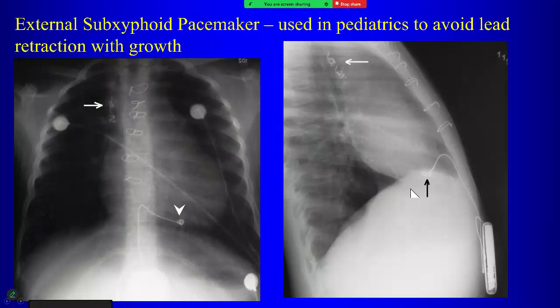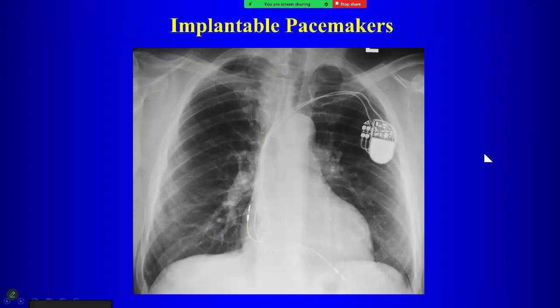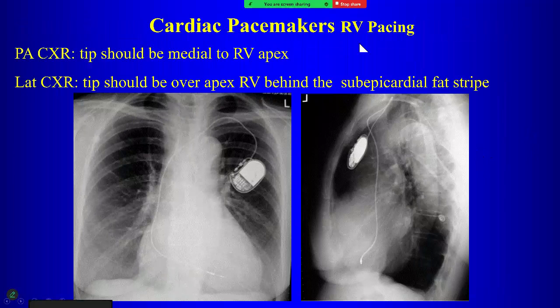This is called a subxiphoid pacer. So this is used in pediatrics to avoid lead retraction as the patient grows. So this is a way of pacing the heart and to allow the patient to grow while you're pacing the heart. So let's talk about implantable pacemakers, what we need to know about that.